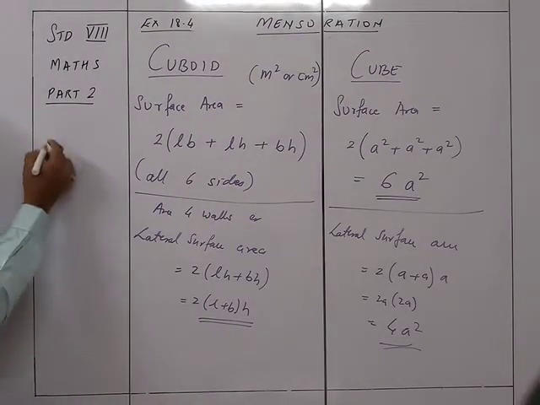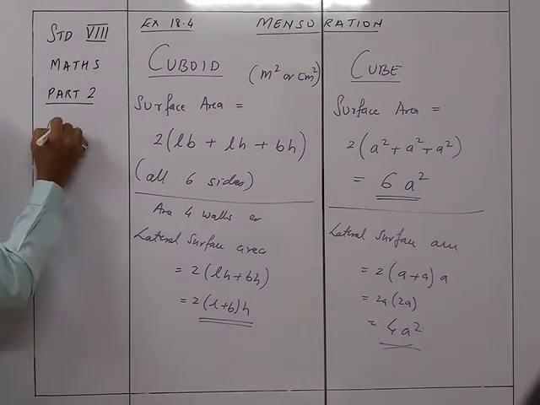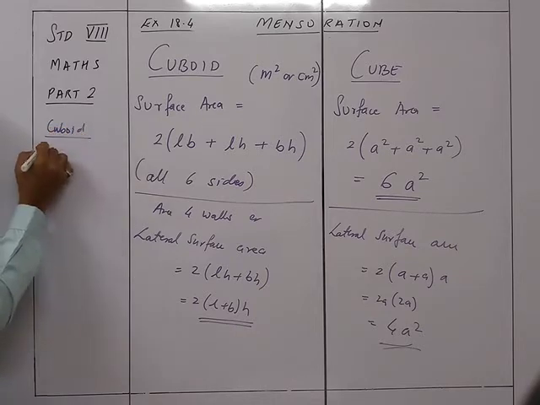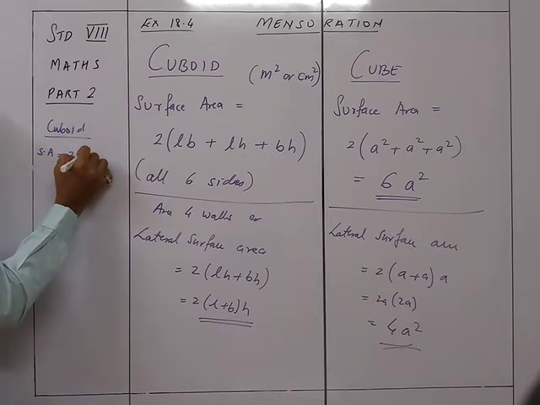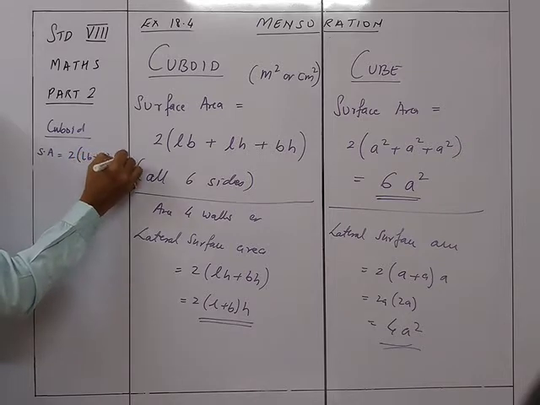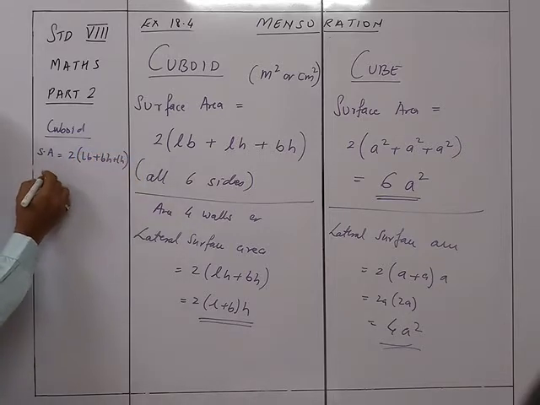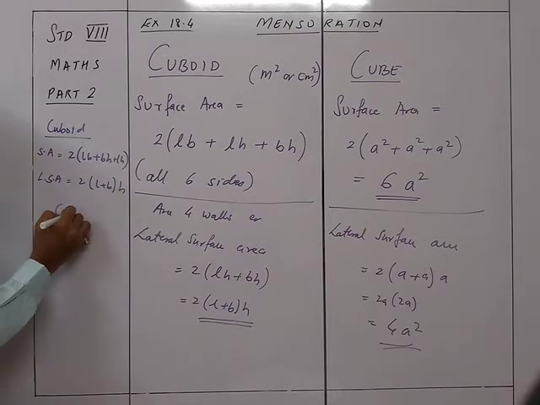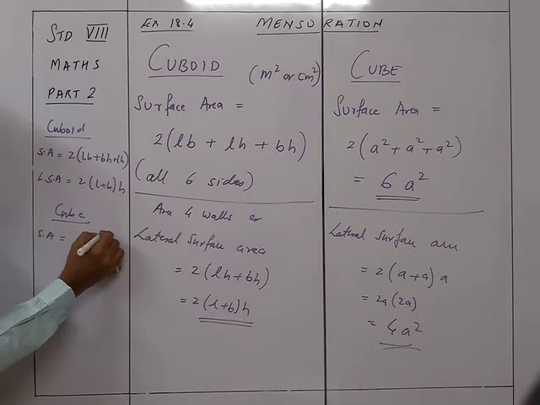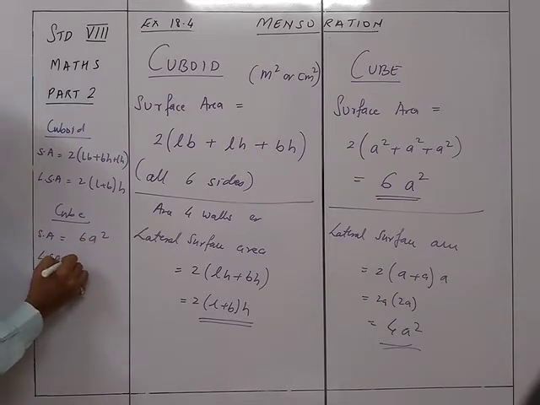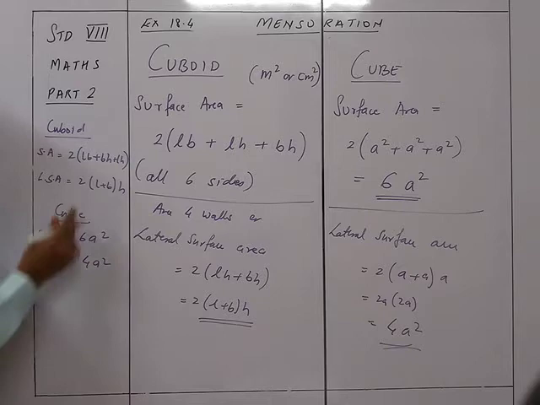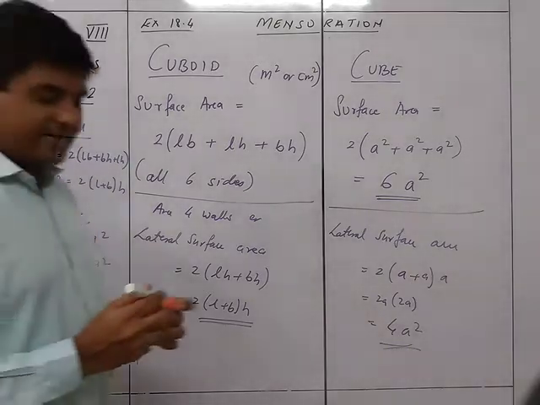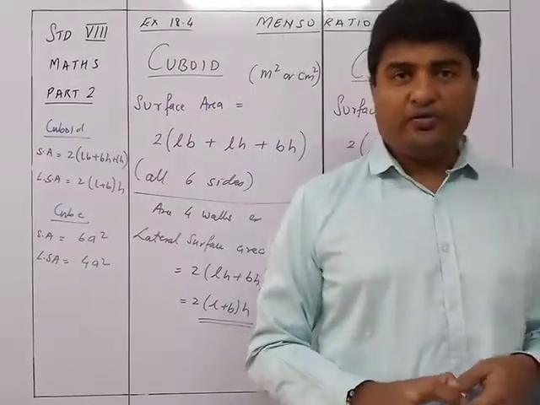For cuboid, surface area is equal to 2 LB plus BH plus LH, and lateral surface area is equal to 2 L plus B into H. For cube, the formula for surface area is 6A square and lateral surface area is equal to 4A square. These are the formulas which we'll be using for this particular exercise, that is exercise 18.4.